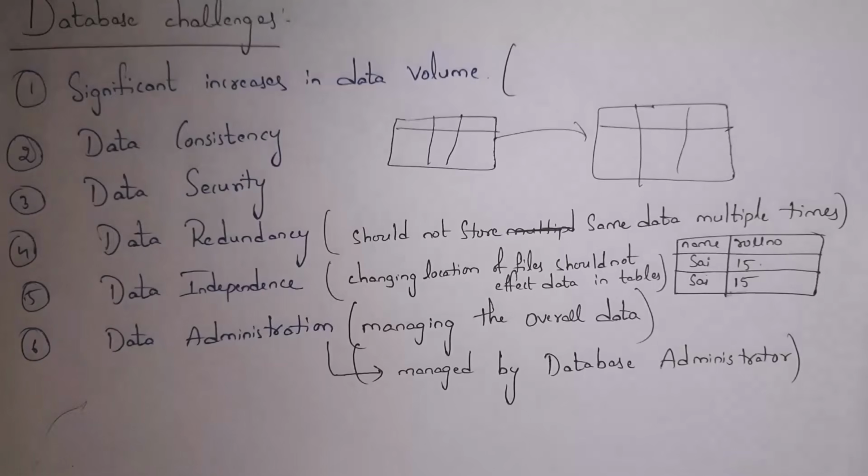And the next one is data independency. Data independency means, for example, if we move our database from one location to another location, then it should not affect the data which is present in our database table. This is the meaning of data independency.